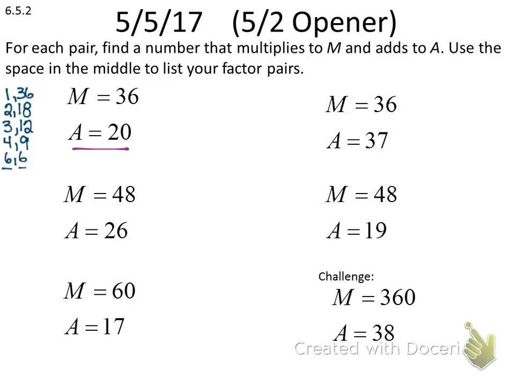Not working. 2 plus 18. What does 2 plus 18 equal? 20. Does that equal my A of 20? Yeah. So my answer is just 2 and 18. And I'm going to put it under there, and I'm going to box it.